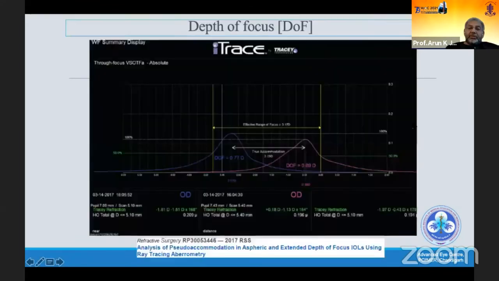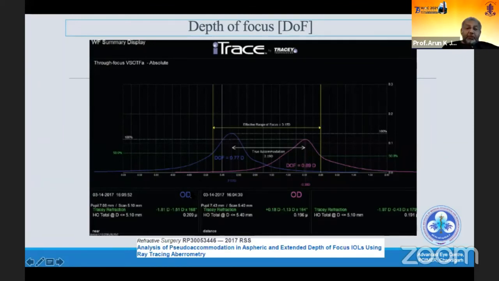And coming to the depth of focus, this is not my slide, I borrowed it from Rosha's talk. This shows the amplitude of accommodation, this is a true pseudo accommodation, the difference between the two peaks. Here it is taken by asking the patient to focus for the distance.